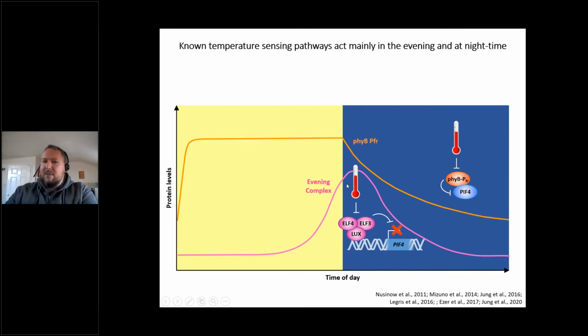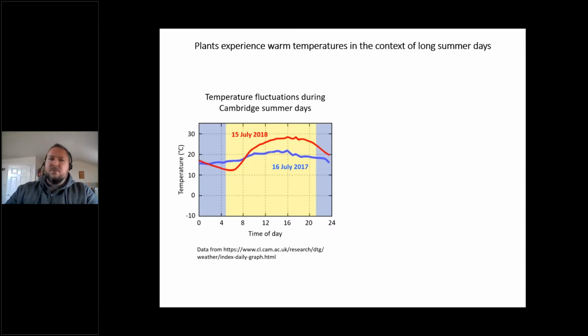However, if we think about real life, warm temperatures in real life don't really happen in short days. Here I'm showing you some empirical temperature data from 2 different summers in Cambridge. You can see in 2017, it wasn't the greatest of all summers, so temperature stayed pretty constant and barely scratched 20 degrees. One year later, we had quite a nice summer, so we got nice cycling temperatures over the day, with the warmest temperatures observed at daytime with a peak in the late afternoon. And that is much more common for temperate plants to experience warm temperatures in this context.